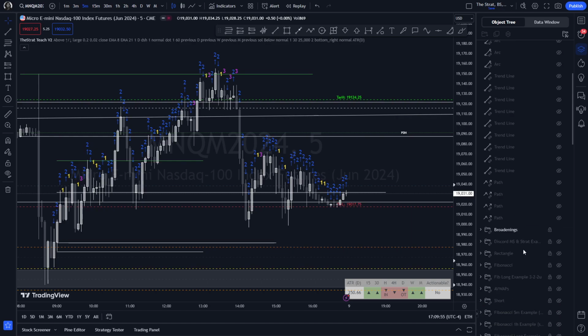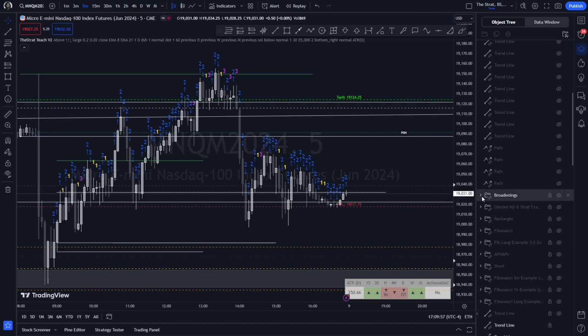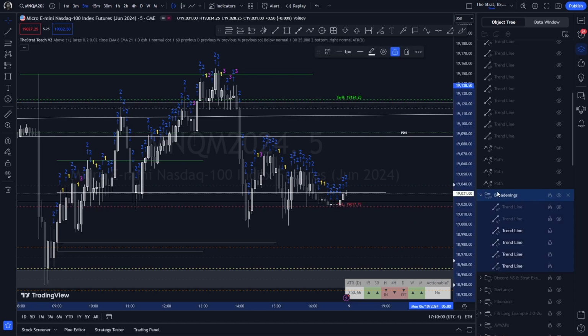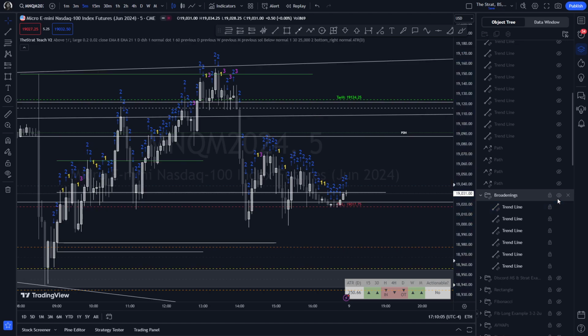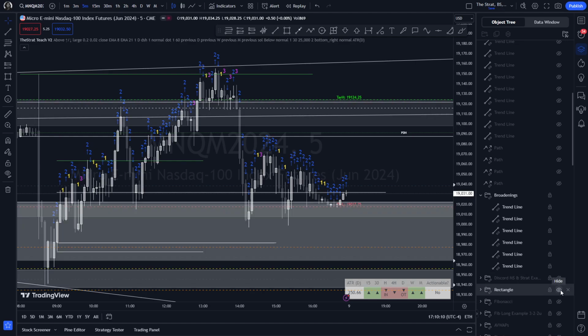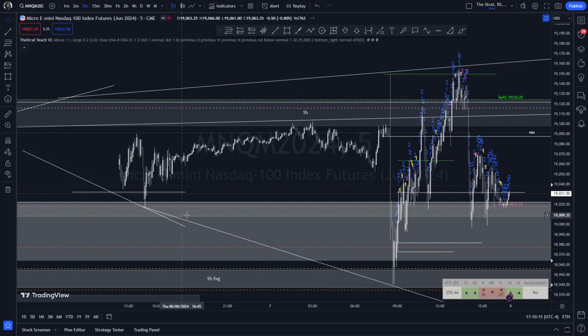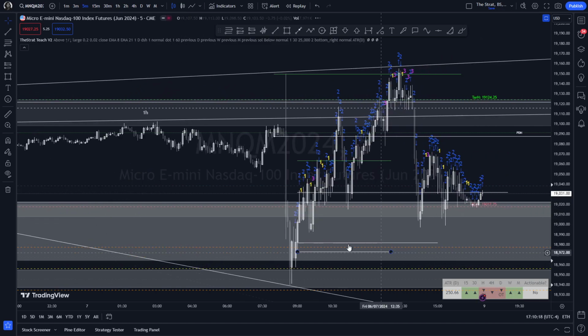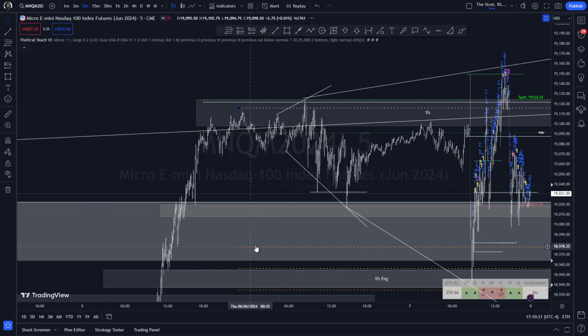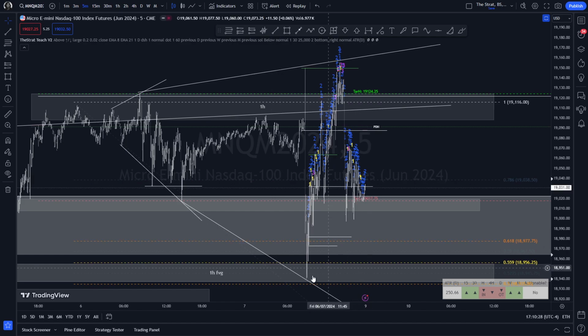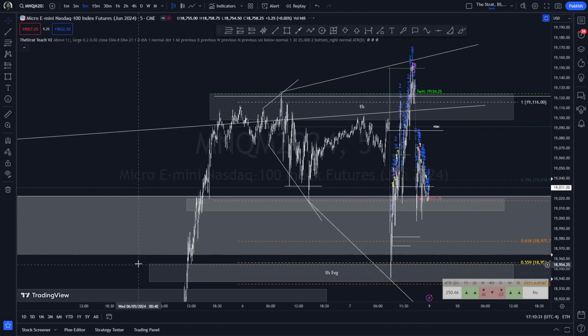Not to mention, let's just throw all these on so you can see. Okay, and then where's the other one? Okay, so these are my levels. This is just how I draw my levels. So you can see here, hit that low, came back up, impulsed out. Same thing here. And I have this one here as well.